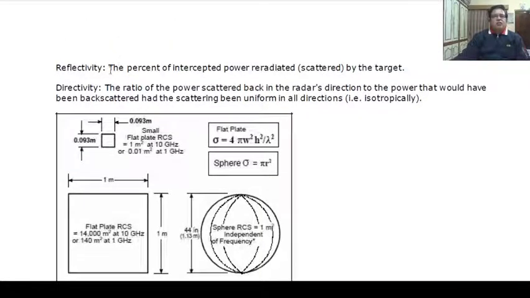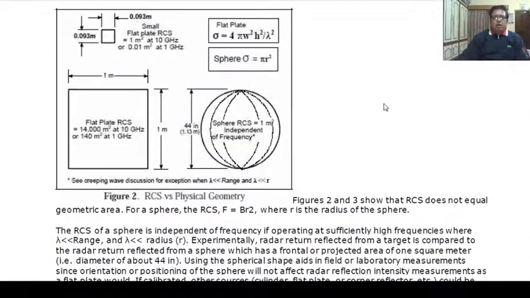Directivity. What is reflectivity? The percentage of intercepted power re-radiated, or scattered, by the target. What is directivity? The ratio of the power scattered back in the radar's direction to the power that would have been backscattered had the scattering been uniform in all directions, isotropic. Here an object is shown, a flat plate: sigma equals 4 pi w squared h squared upon lambda squared.